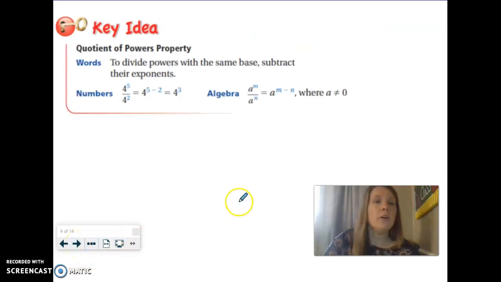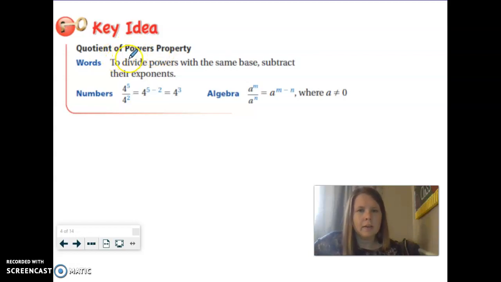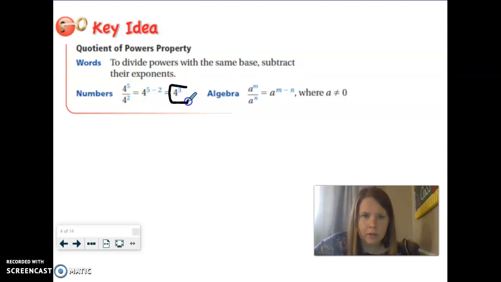All right. So if I'm going to use the quotient of powers property to divide powers with the same base, subtract their exponents. This time the base stays the same, and all I'm going to do is subtract the exponents. So I'm going to take a base of 4, and subtract 5 minus 2, so then I get 4 to the third.